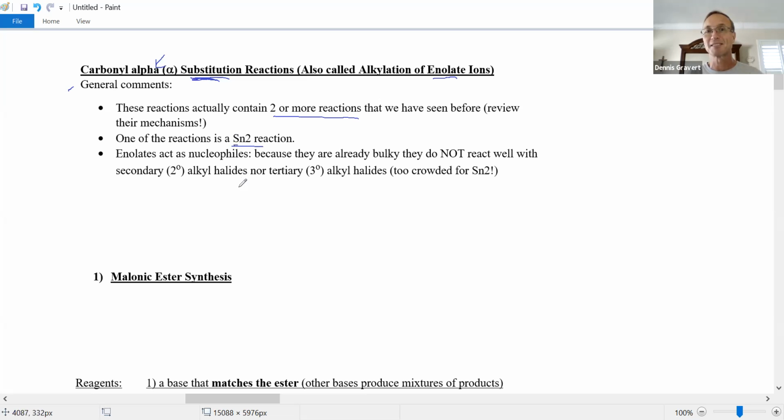Substitution, that's the S part. Cool. The N part of Sn2 is nucleophile. There's also N in enolate, but it turns out the enolate has a lone pair, therefore it is a nucleophile. And that's really the key here to understanding enolate chemistry. It's just thinking of it as a big, bulky nucleophile, and just going back to being comfortable with Sn2 reactions.